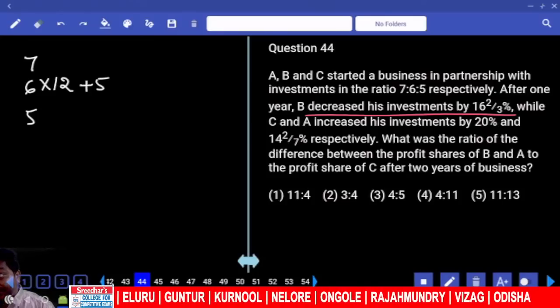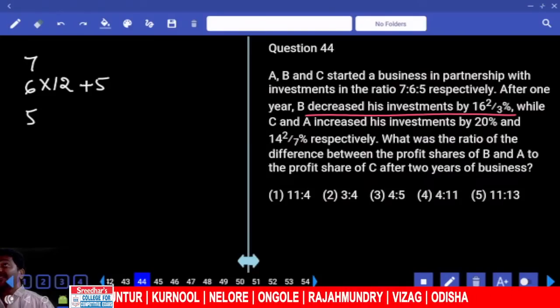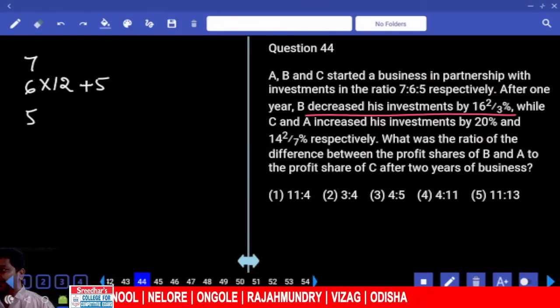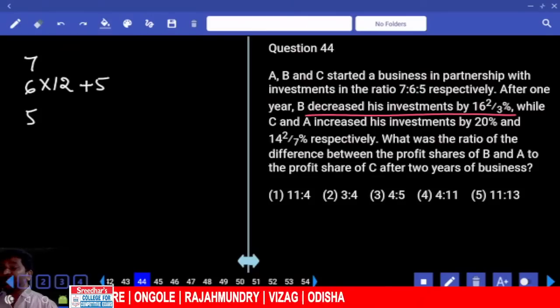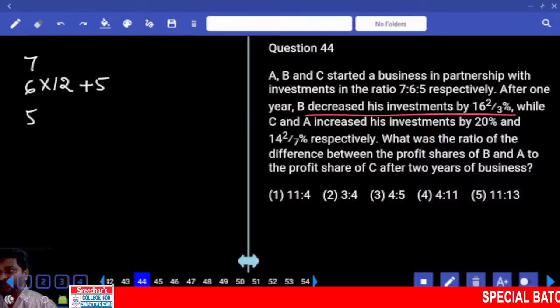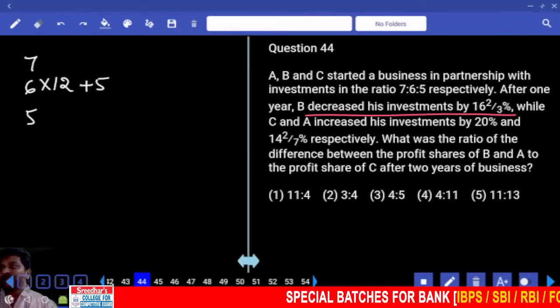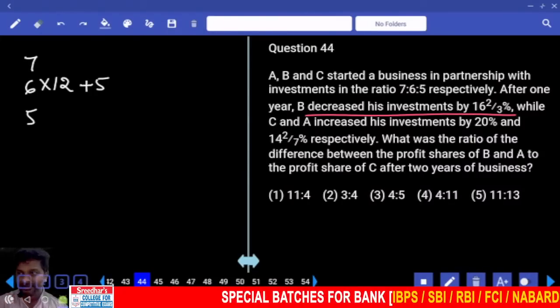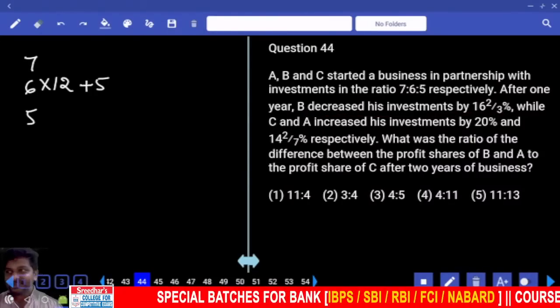16.2/3%, you have to subtract it from the total. Increases to, increased by. Your salary increases to 60,000, you'll get 60. Increased by 60,000, you'll have to add 60,000. Decreases to 16.2/3%, it becomes 16.2/3%. Decreased by 16.2/3%, subtract 16.2/3%. You understand now? Right. That is the relation.